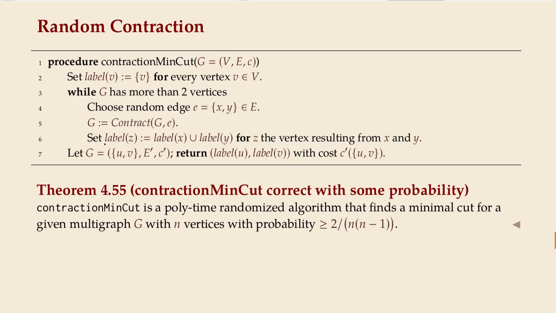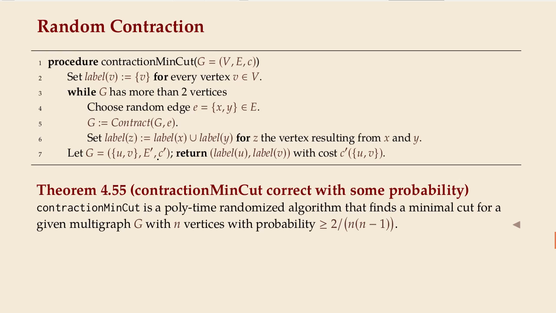Then for the new node that we created here, we set the label as the union of these two. We keep going until we only have two nodes. And then we return the labels of the nodes. That's just the two sets that form the cut. And we can also give the cost, because that's the weight of this single edge that's left in the representation.